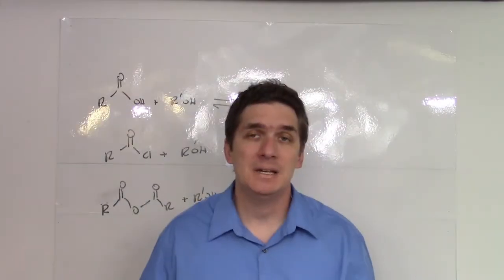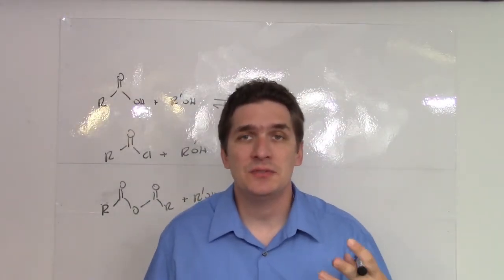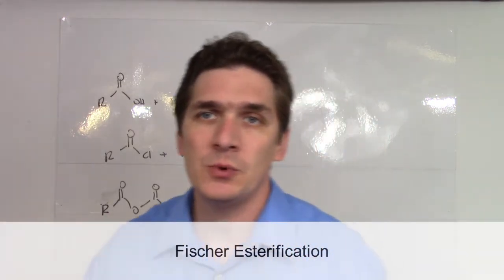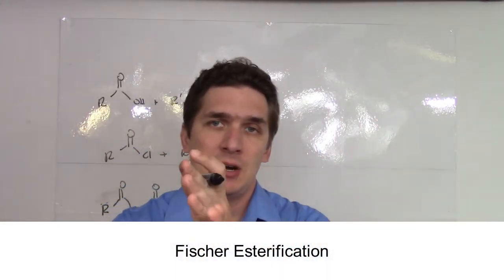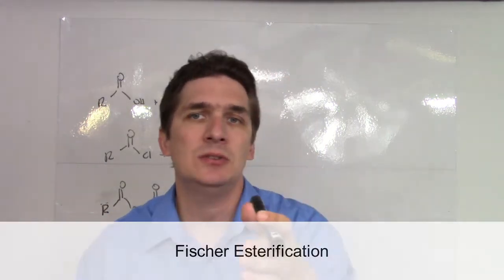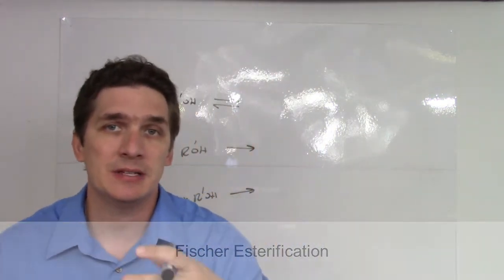Alright, big concept with alcohols, Fischer esterification. So what is an ester? An ester is a compound of the form where we have an R group, carbon double bond oxygen, a bridging oxygen, and then an R. So it's like we have a ketone adjacent to an ether, and this is what makes esters.